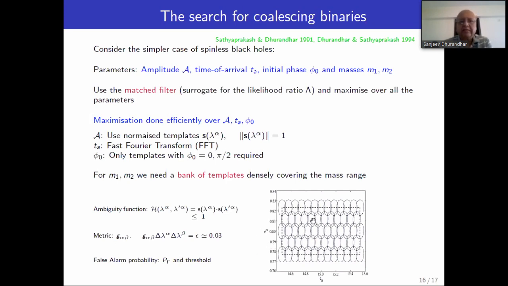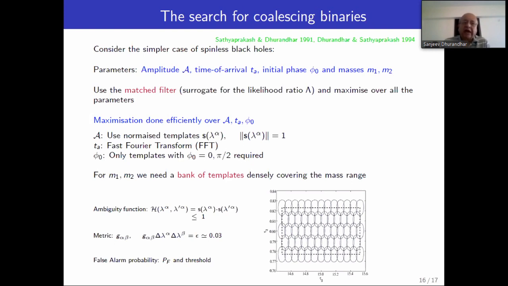Once you have done the maximizing, you have to put a threshold, and the threshold is decided by the false alarm probability. So how do you decide on the false alarm probability? You might want a false alarm of something like 2 in a year or 1 in a year. So you can afford to make mistakes. That depends on the number of events that you expect to detect. For example, in the current situation of LIGO, you might expect to detect something like 40, 50 events a year, one every week or so. In that case, you might afford 2 false alarms a year or 1 in 6 months.